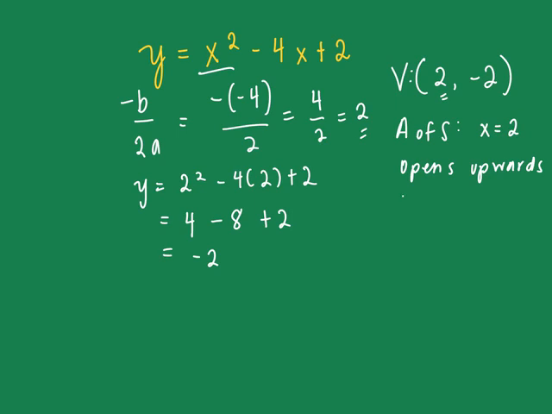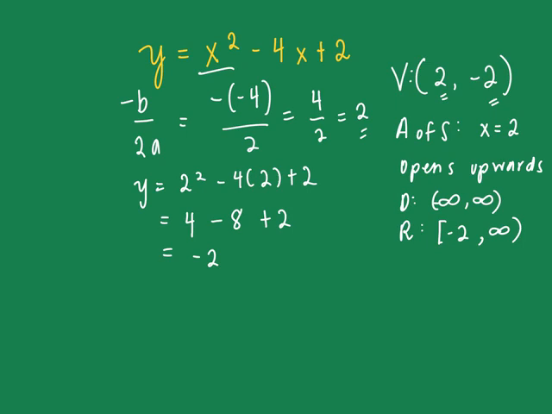The domain, of course, is quite easy. I think this one is the easiest. It's from negative infinity to positive infinity. For our range, since the graph opens upwards, that means for our y value, that's going to be the minimum again. So that's going to be negative 2 going all the way up to the positive values of y. So that's negative 2, positive infinity.